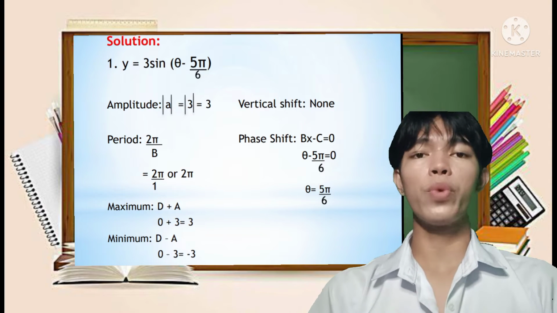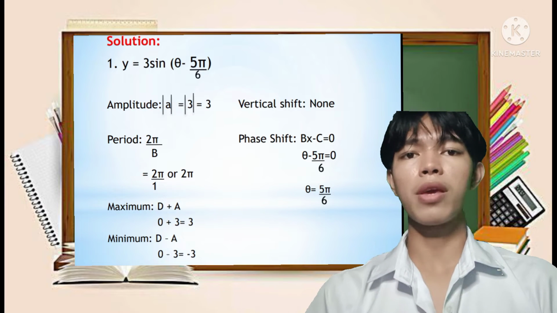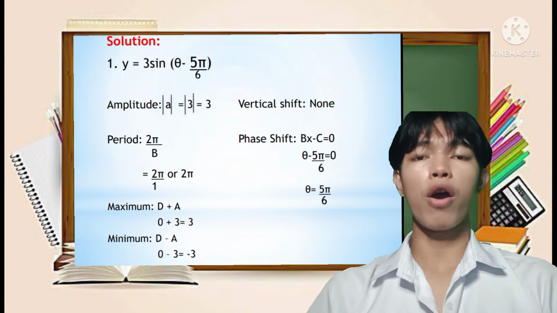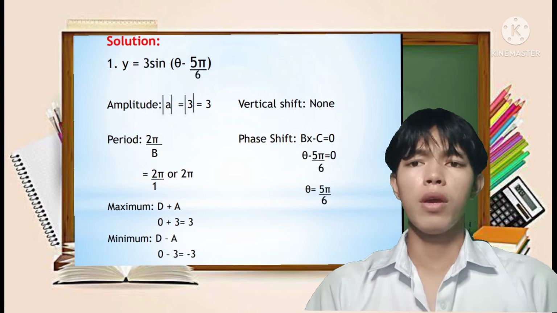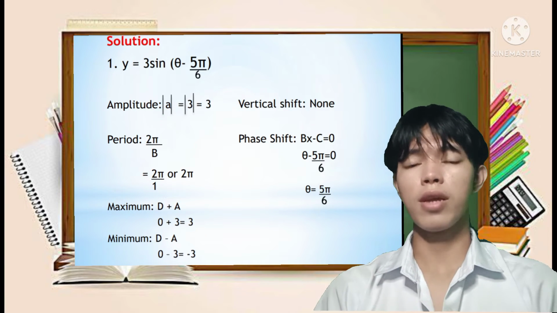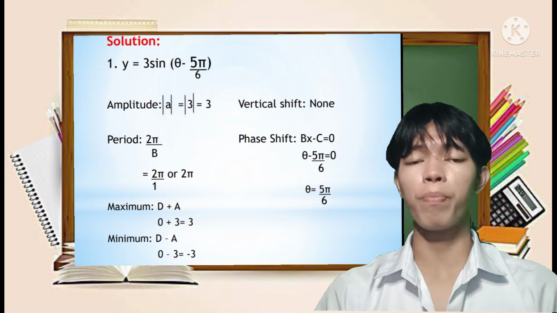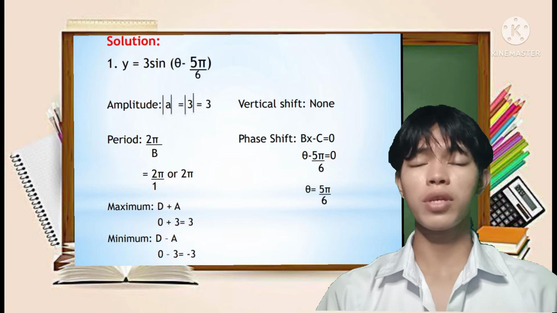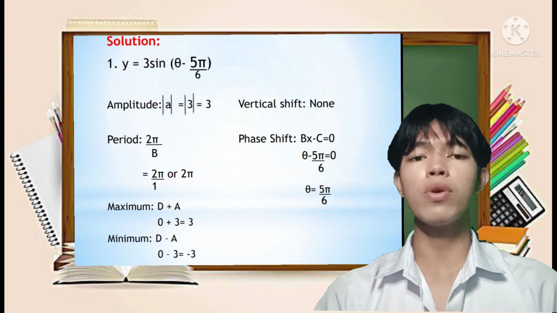In the phase shift, we have the formula bx minus c equals 0, so b is 1 and c is 5 pi over 6. So our phase shift is 5 pi over 6. For the maximum value, we add the vertical shift, which is d, and the amplitude, which is a. So we have 0 plus 3 equals positive 3. For the minimum, we subtract the amplitude from the vertical shift. So we have 0 minus 3 equals negative 3.